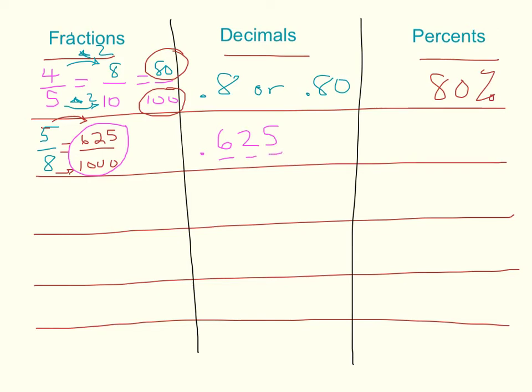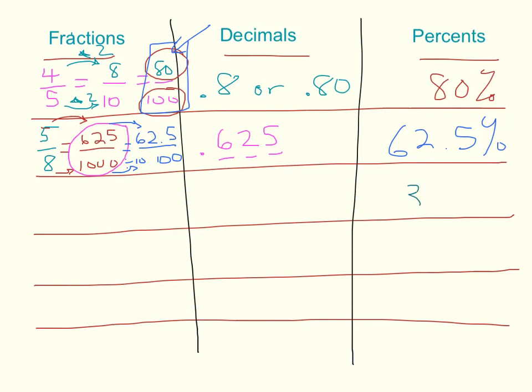So 625 tenths, hundredths, thousandths. Totally works. So remember what we were just talking about earlier, is that once I get this over 100, the numerator is my percent. So I'm going to divide this by 10 to get to 100. And if I divide the denominator by 10, I have to divide the numerator by 10, and I get 62.5. So that means it is 62.5%.